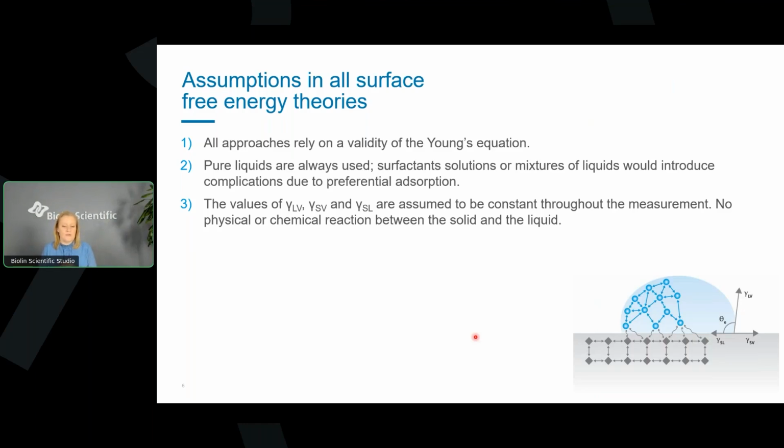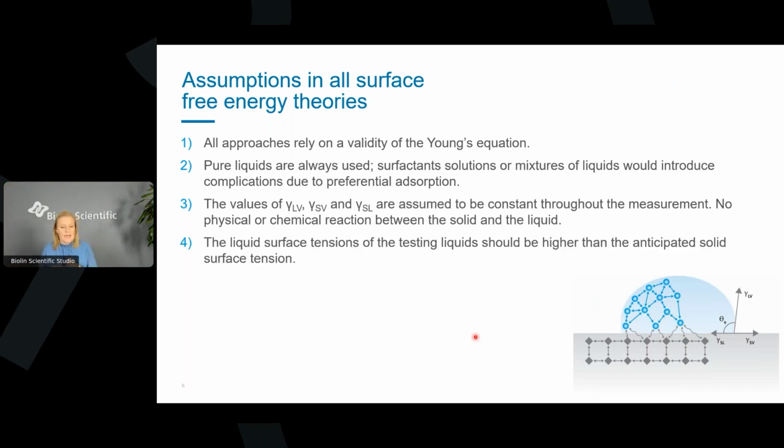We also need to assume that throughout the measurement, the surface tension of a liquid, the surface free energy of the solid, and the interfacial tension between solid and the liquid are constant throughout the measurement. So this basically means that there shouldn't be any physical or chemical reactions between the solid and the liquid when we do these measurements. And of course, the surface tension of the liquid should be higher than the anticipated surface free energy of the solid.